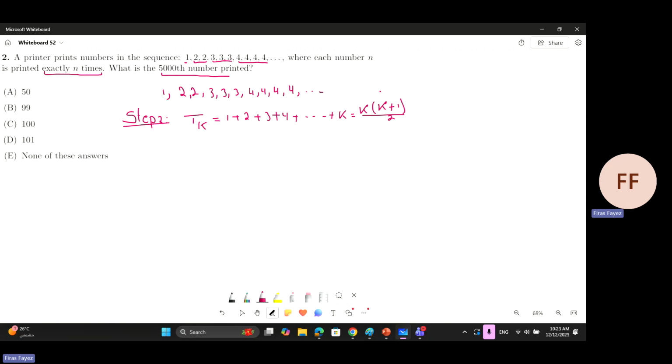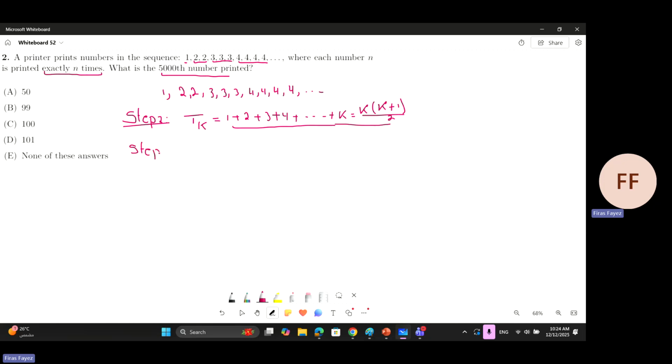So this represents the total number of terms up to the last occurrence of k. Okay? So this is the total number of terms up to and including all occurrences of the number k. So this is how we calculate the sum of the first k positive integers. Now let's move to step number three.